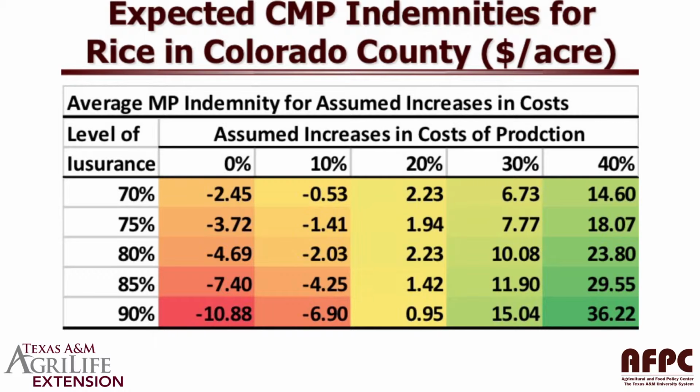Okay, what I've got here are the average indemnities for various assumed increases in costs, and these are net indemnities, so it's indemnity minus the cost of the premium. If we start here in the base situation of no change in cost of production at the 70% coverage level, our expected indemnity is minus $2.45. If we had a 20% increase in our cost of production this year, the net expected indemnity would be $2.23. If costs went completely out of hand and went up 40%, the expected indemnity would be $14.60.